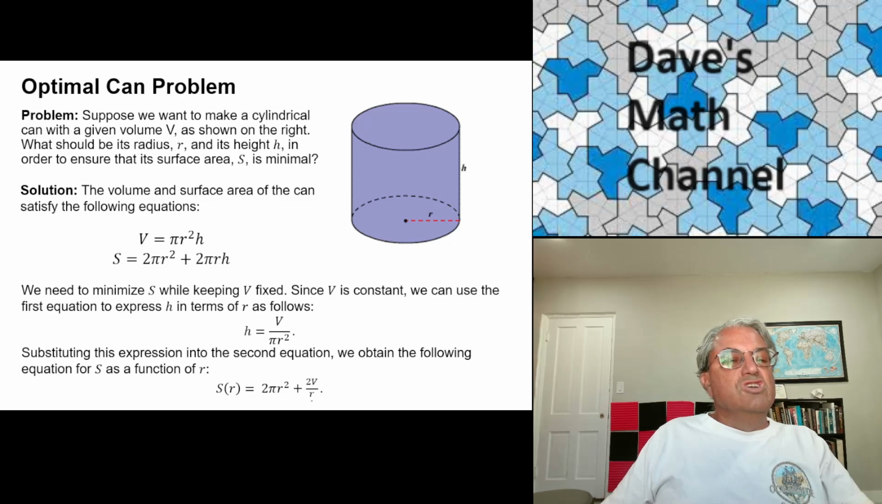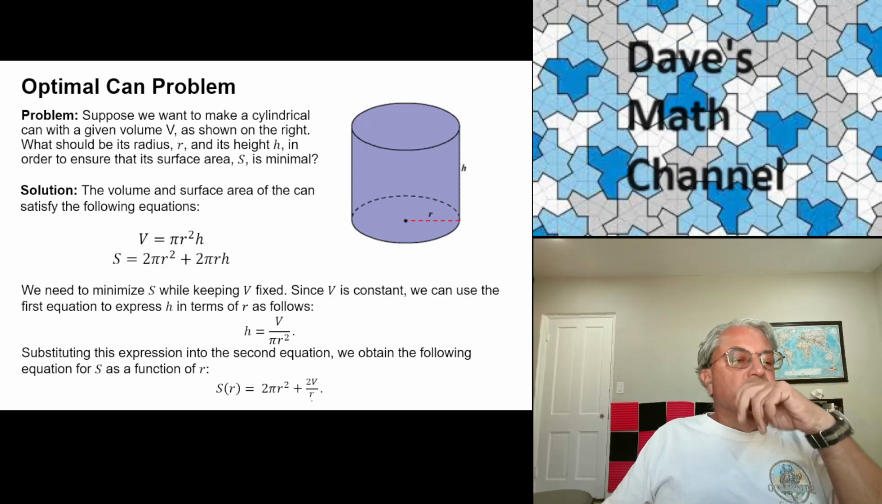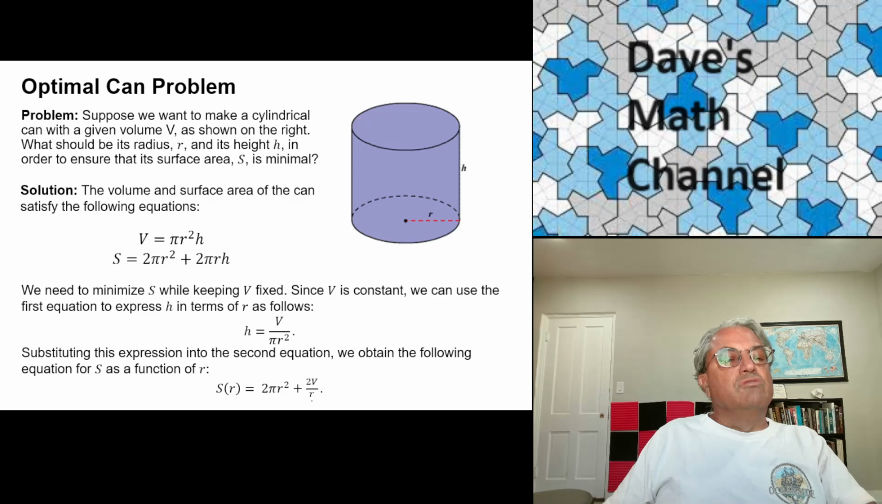So what we do is we solve for h, the height, in terms of the radius, using the volume as a constant. You can just invert the first formula for the volume and solve for h. You get h equals V over pi r squared. Now you can use that formula to substitute for h in the second formula for S, and now we get a function of r. When you do that, you get S of r equals 2 pi r squared plus 2V over r. Well, that's nice, because now we have a differentiable function of r that we want to minimize.